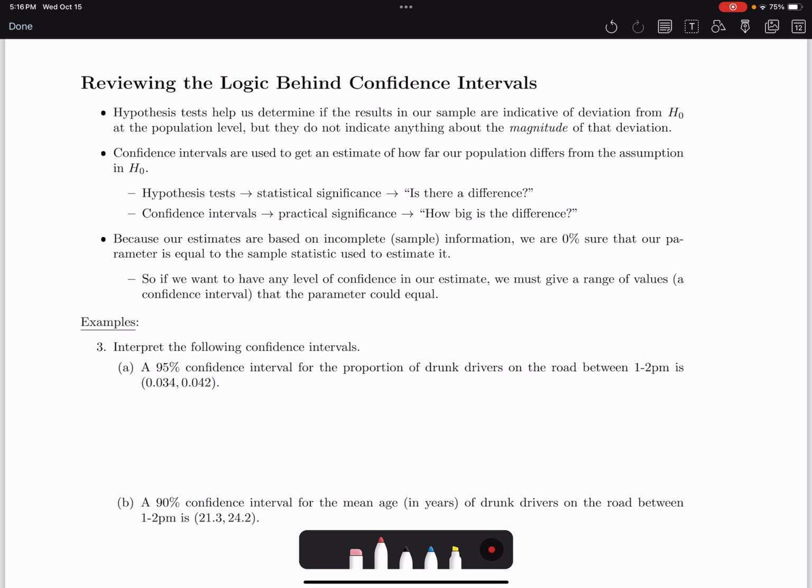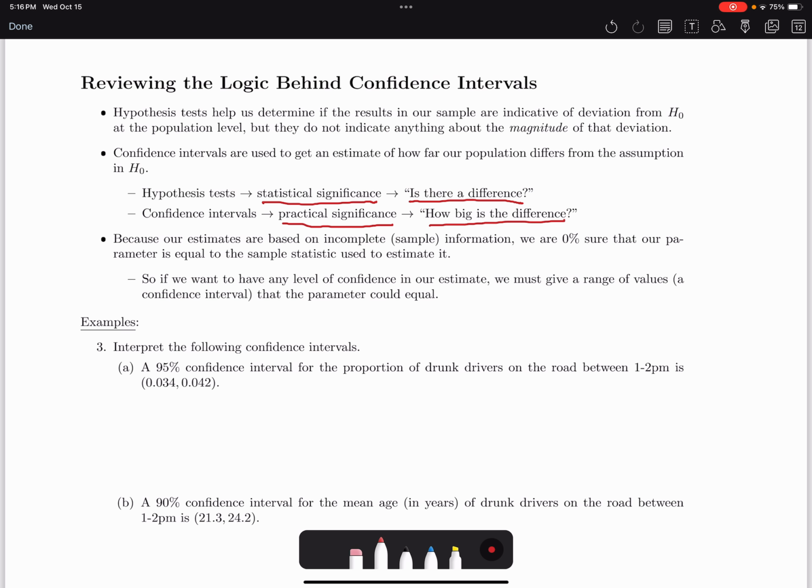If we want to get a handle on how large the difference is, then using a confidence interval is helpful, right? Because what confidence intervals do is they give us an estimate of our population parameter. So they can give us some indication of how big of a difference there might be. So hypothesis tests tell us information about statistical significance. They answer the question, is there a difference? Confidence intervals, on the other hand, give us information about practical significance. They answer the question, how big is the difference? Okay?